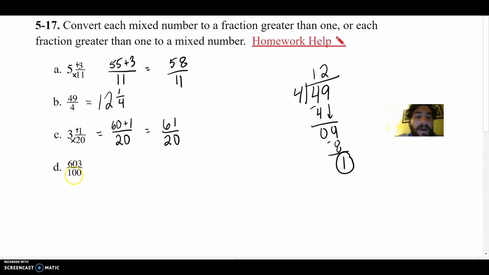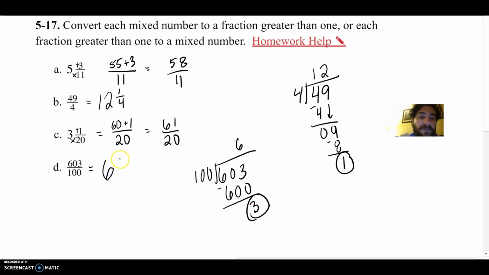Same thing here. So I'm asking how many hundreds are there in 603? Well, there's 6 100s in 603. So 6 100s is 600. And there's going to be 3 left over, so there are 6 wholes. And this remainder becomes your fraction piece, that there's 3, and your denominator is going to be here.